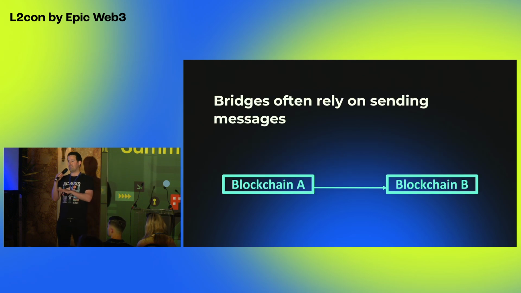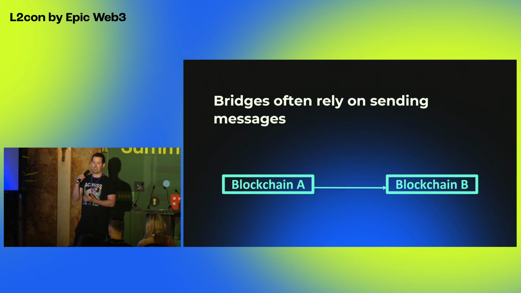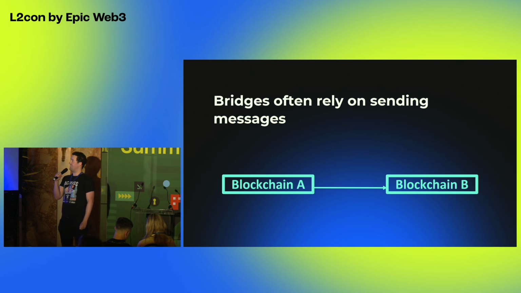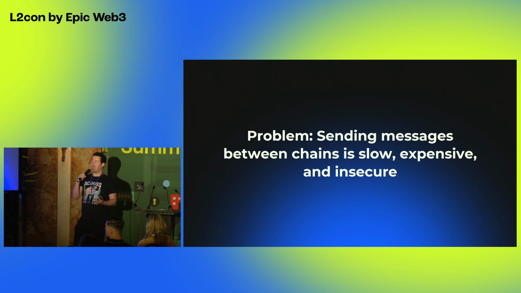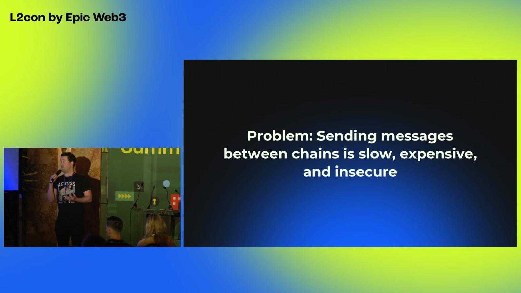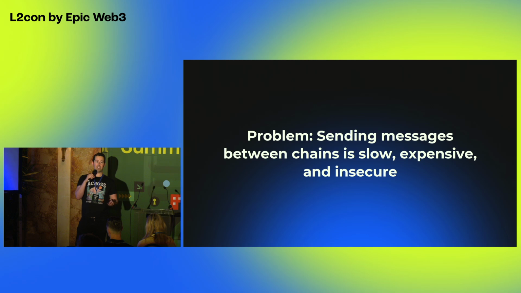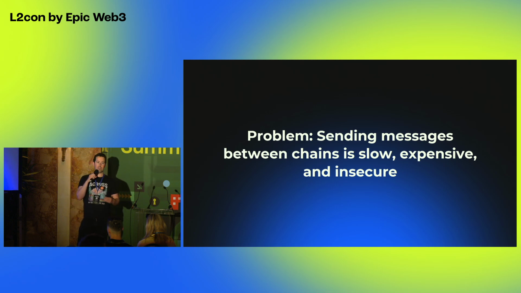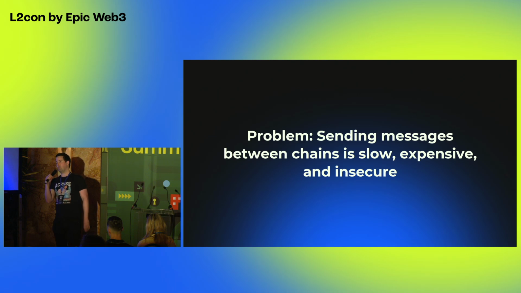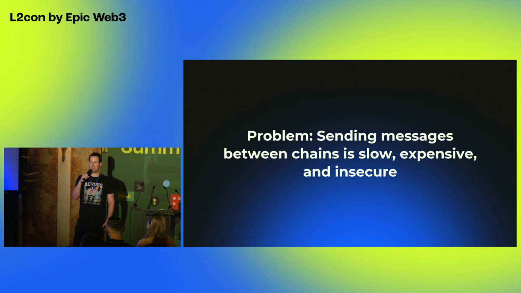And this is the common way that people think of bridges today, where you have messages being passed from blockchain A to blockchain B. This is a common implementation, but there are many problems with sending messages between chains. It's slow, expensive, and insecure. We've seen countless bridge hacks, cost issues, and not to mention right now, the average bridge is doing $20 to $50 million of volume. And if we scale that up to the billions, we're going to be sending millions of messages. It's just not scalable, and it's going to be expensive.